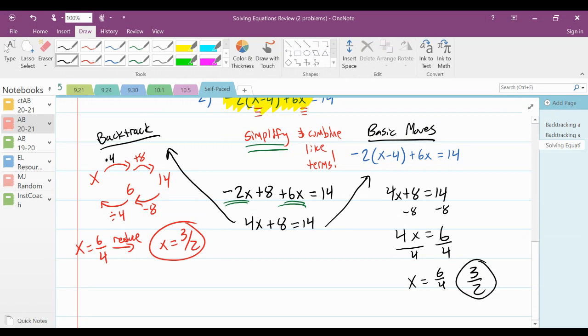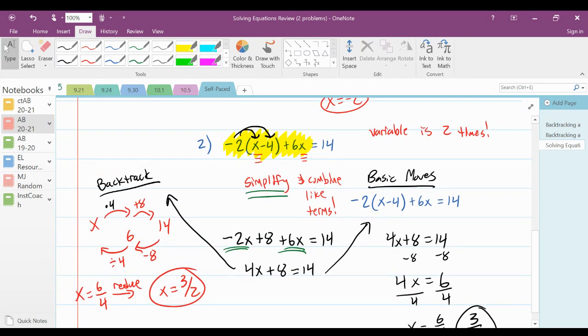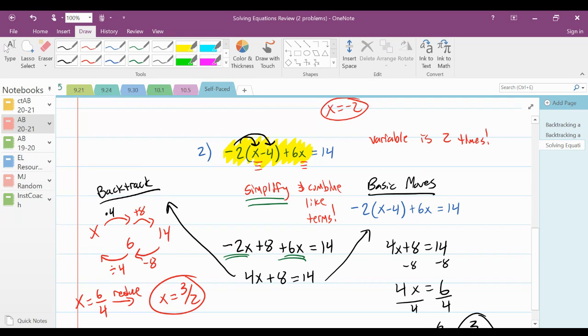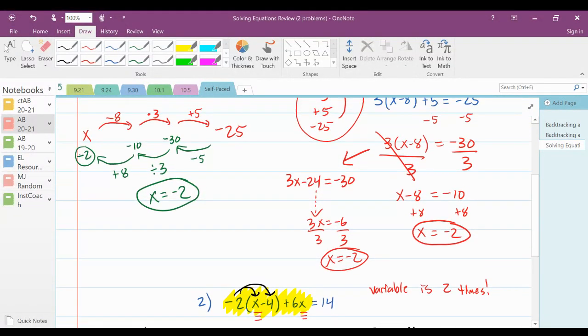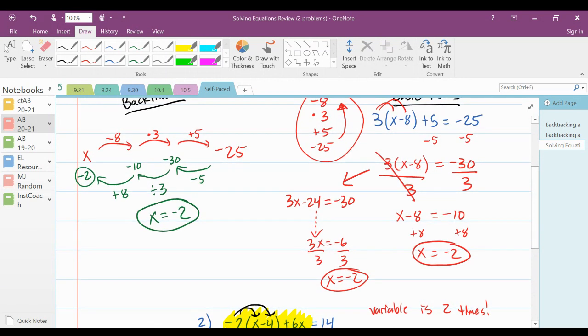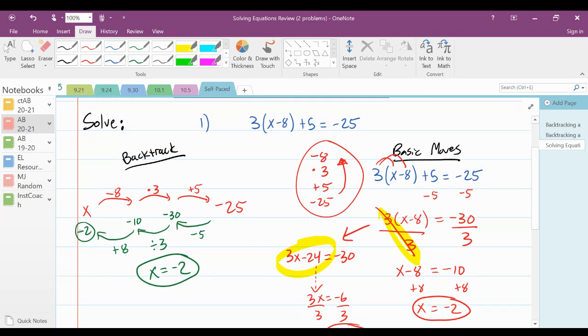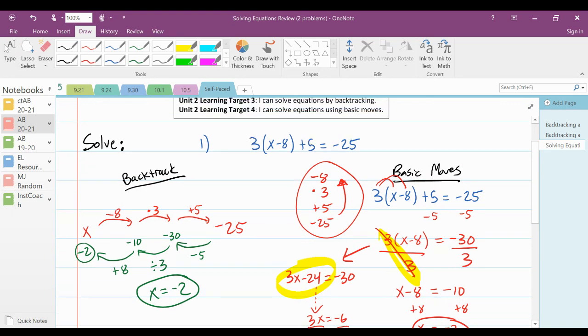All right, so again, some key things here. Backtracking is great once you have everything simplified. So try to simplify each side as much as possible if necessary before backtracking or using basic moves. And also with basic moves, sometimes you have options. You can distribute or you can decide to divide like we did here. Here we divided, here we distributed. That is up to you. Remember, you can always substitute your value back in to check your answer.